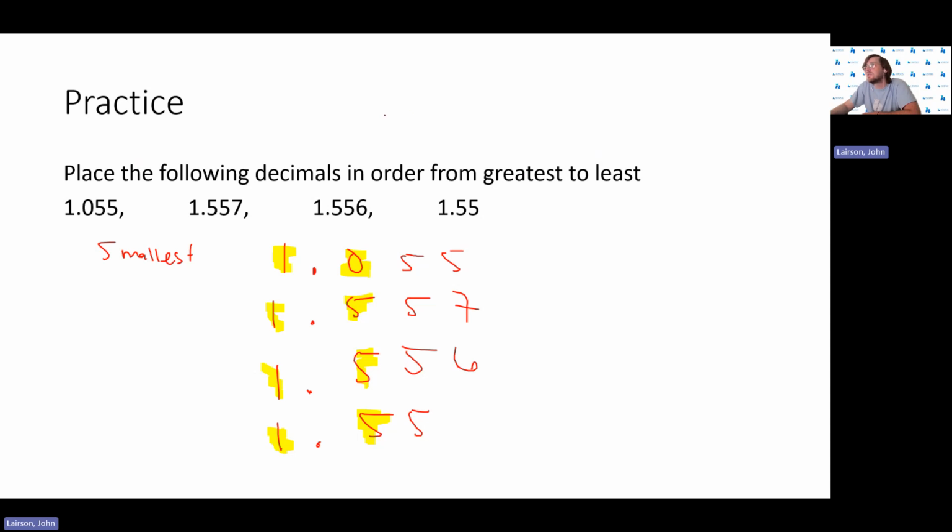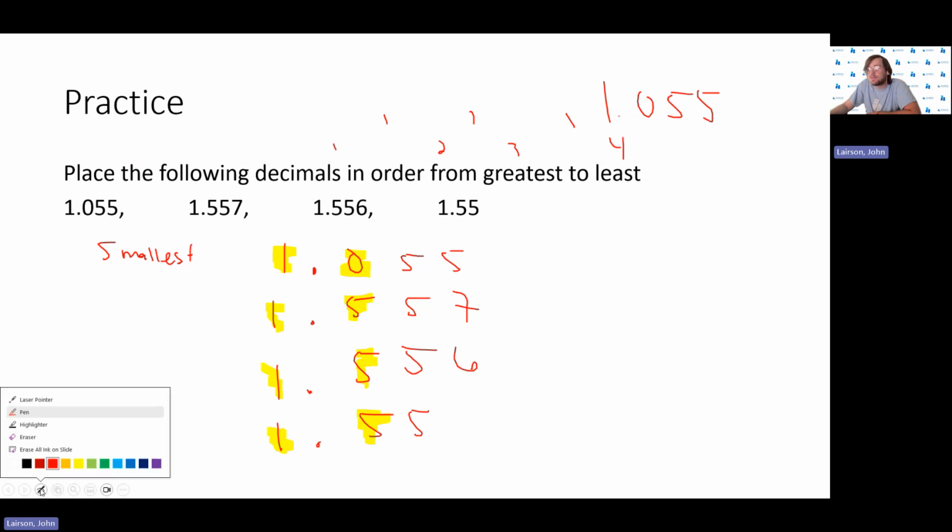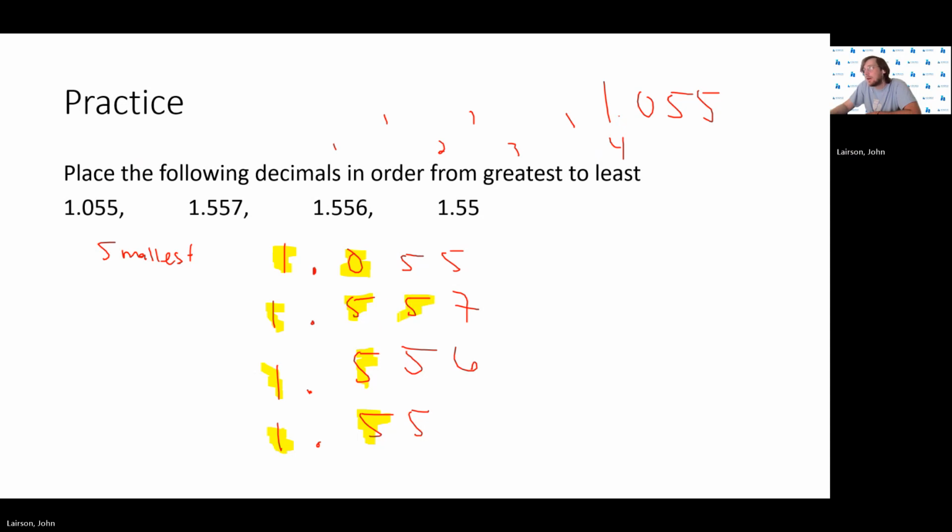We're going from greatest to least. So I'm going to put my commas here. This will be 1, 2, 3, 4, where 4 is the least one. So 1.055 is the least. But I can't tell between the rest of the numbers. They're all 5s still for the rest. So let's go one more to the right. 5, 5, 5. Okay, still can't tell.